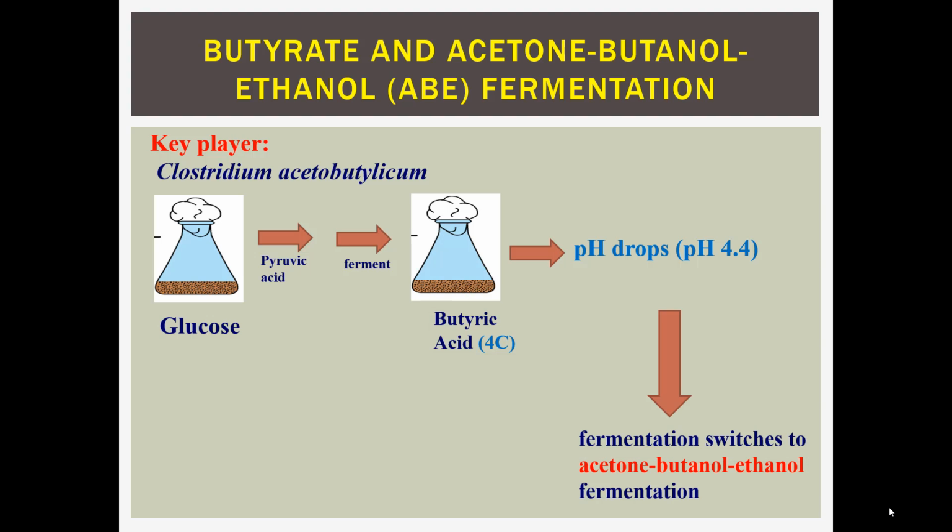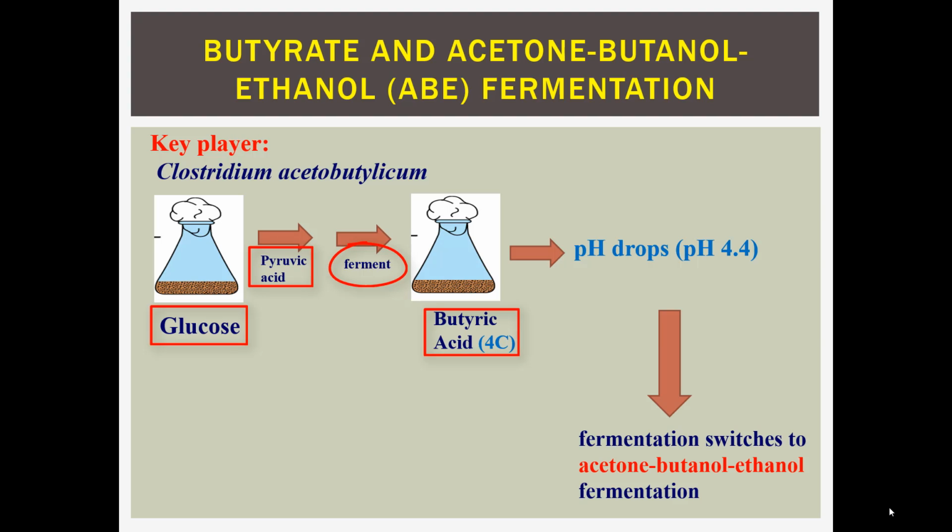An example of Clostridia capable of butanol acetone fermentation is Clostridium acetobutylicum. Clostridium acetobutylicum is a bacterium that ferments sugar to a mixture of organic solvents like acetone and butanol. The organism uses the glycolytic pathway to convert glucose to pyruvates. Then it ferments pyruvate to butyric acid.